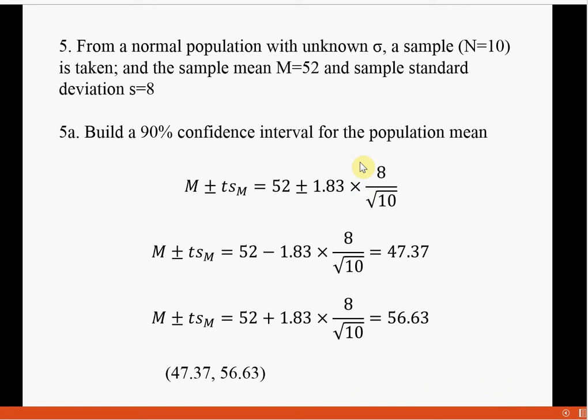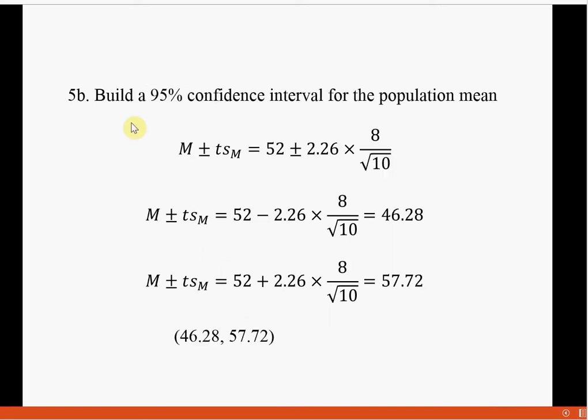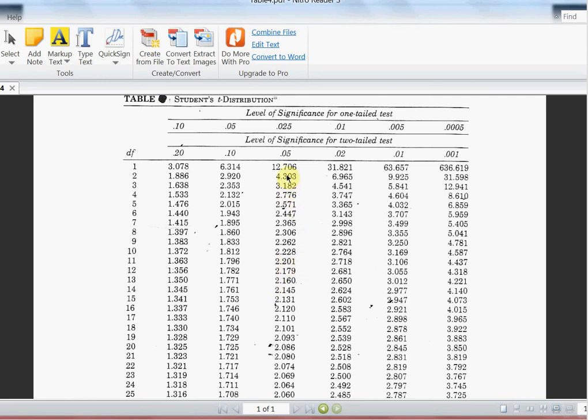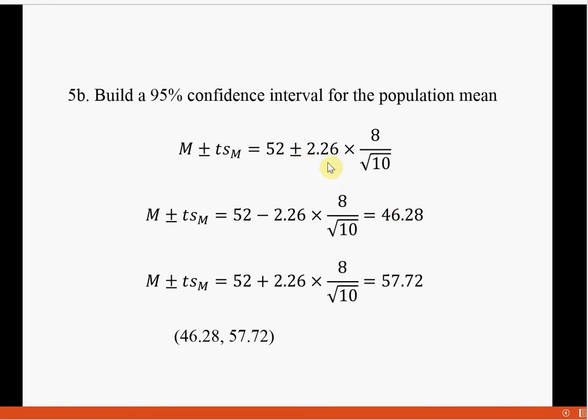1.83 multiplied by standard error, which is 8 divided by the square root of size 10. Two separate calculations for lower bound and upper bound. We have this interval. Then we proceed to build the 95% confidence interval. Same formula, but now the t-score that corresponds to 95% confidence interval is 2.26. Let's go to the t-table to find that value. 5% level of significance corresponds to 95% confidence interval. Degrees of freedom is 9, so 2.26. Then you calculate the lower bound and upper bound separately, and you obtain the interval.